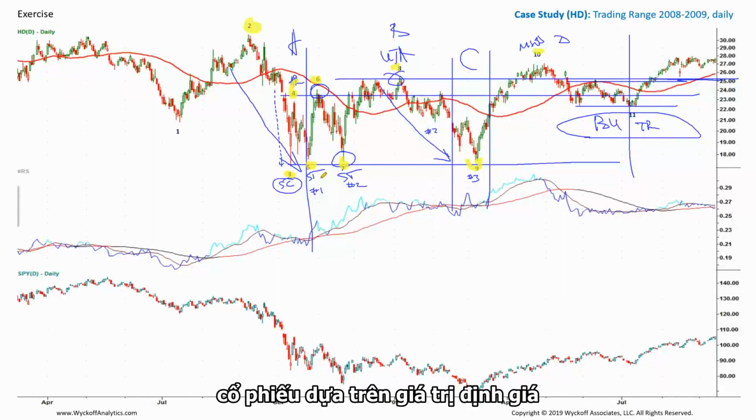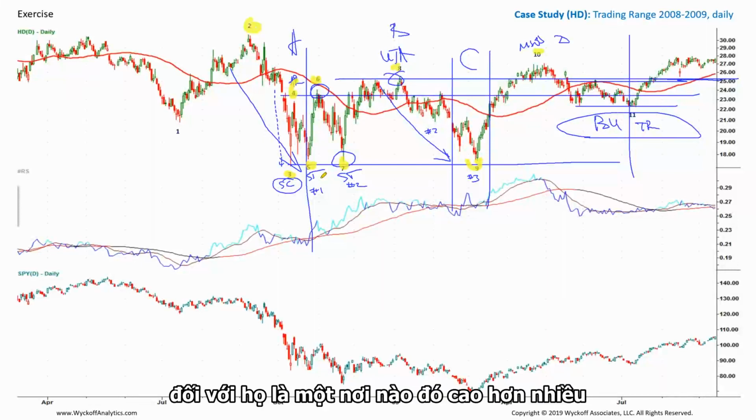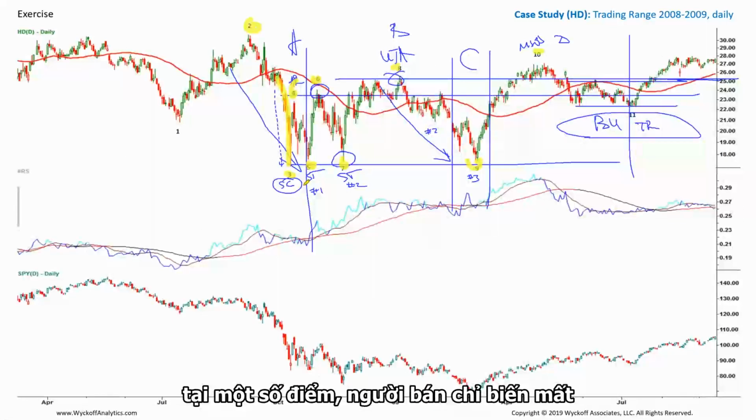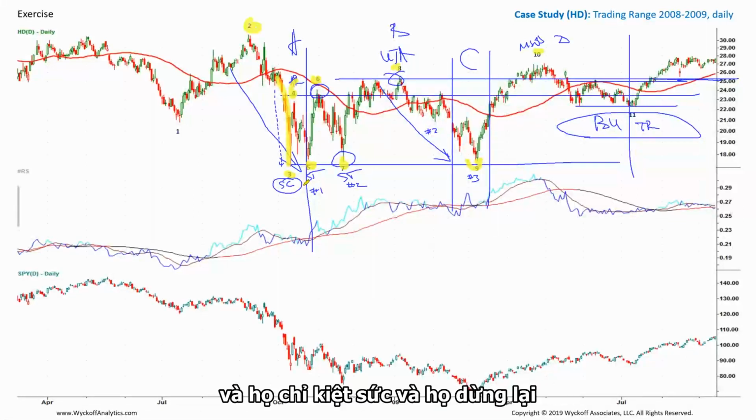That's their system. That's how they accumulate the stock. They accumulate the stock based on the value. The future valuation of this company for them is somewhere much, much higher at the end of the business cycle. So they would be willing to buy on liquidity of this climactic run to the downside. And that's how the price is being stopped, because they provide so much demand and absorb the supply. At some point, the sellers are just gone and exhausted and they stop selling. And that's what gives the price initial push into the automatic rally.